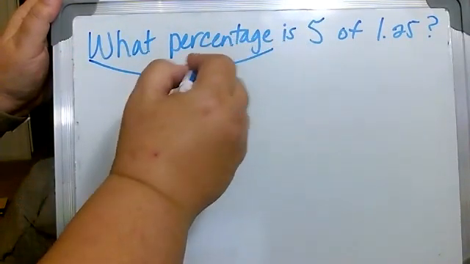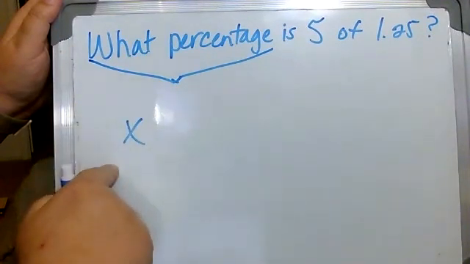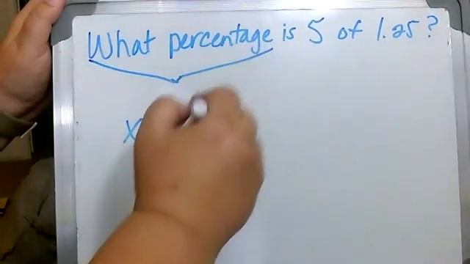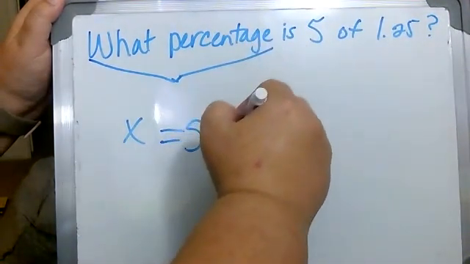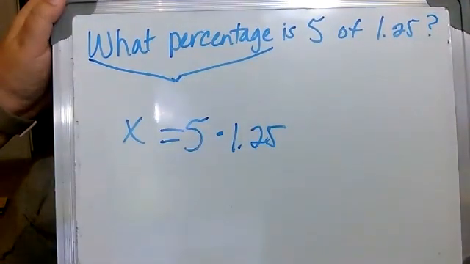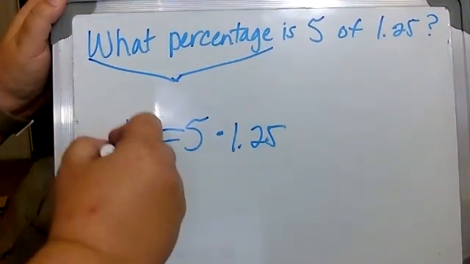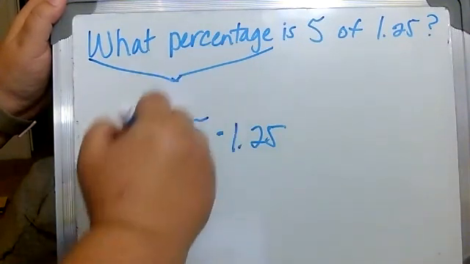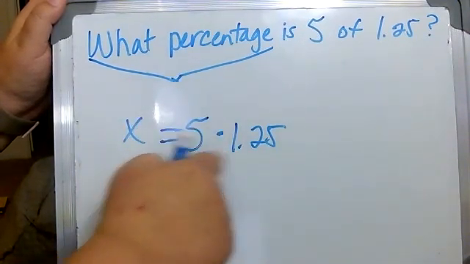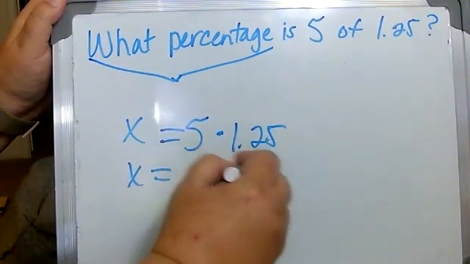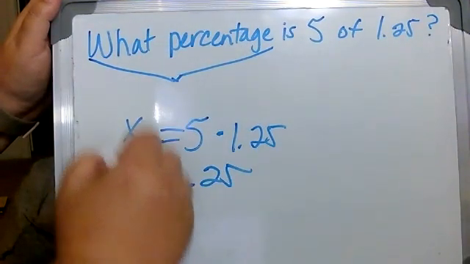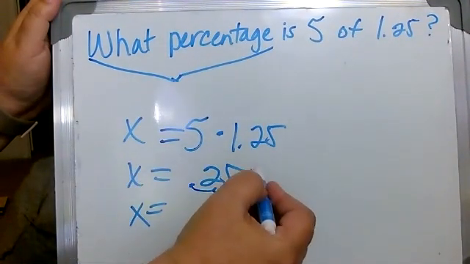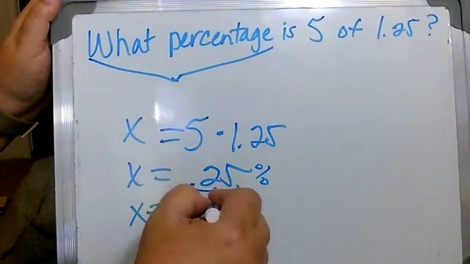Okay, so hopefully what you got is this again, understanding that this is going to be x, but when we're done with the problem, we're going to have to turn it into a percent, is 5 of 1.25. All right, so x equals 5 times 1.25. We're going to carry this down. X equals, when you multiply these two together, you get 0.25. And then because we have to turn it into a percentage, x equals, move this over, 1, 2, and turn it into percent. X equals 25%.